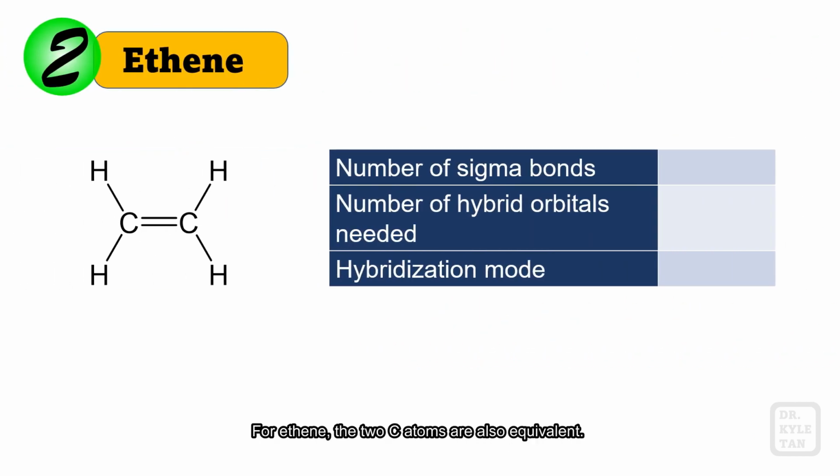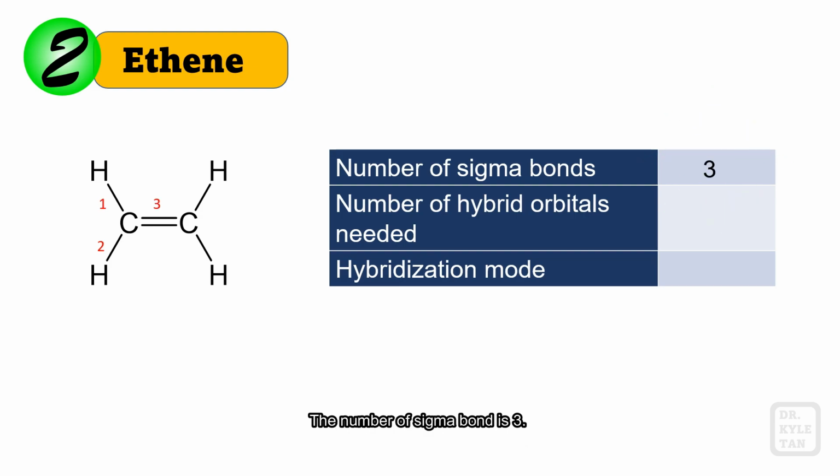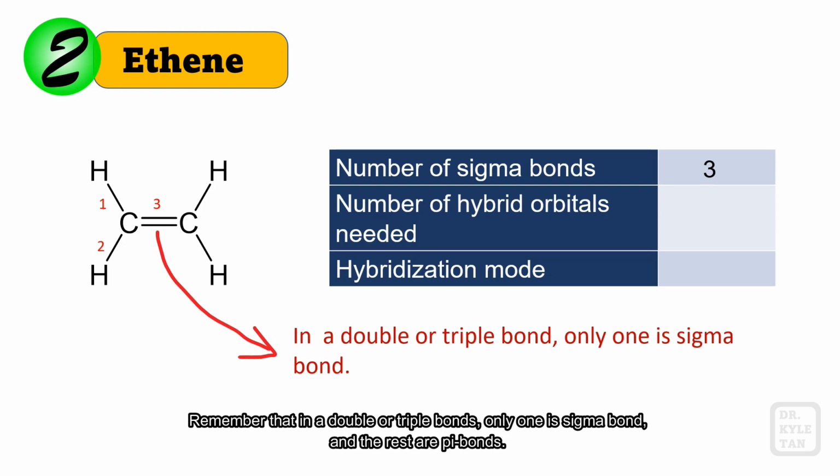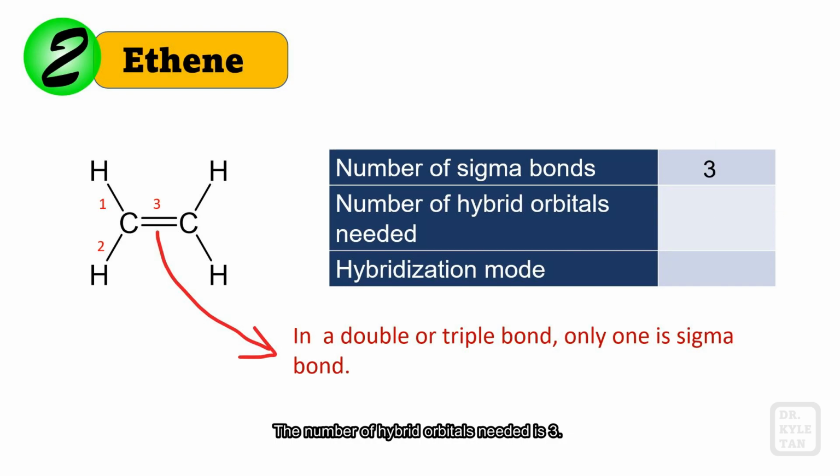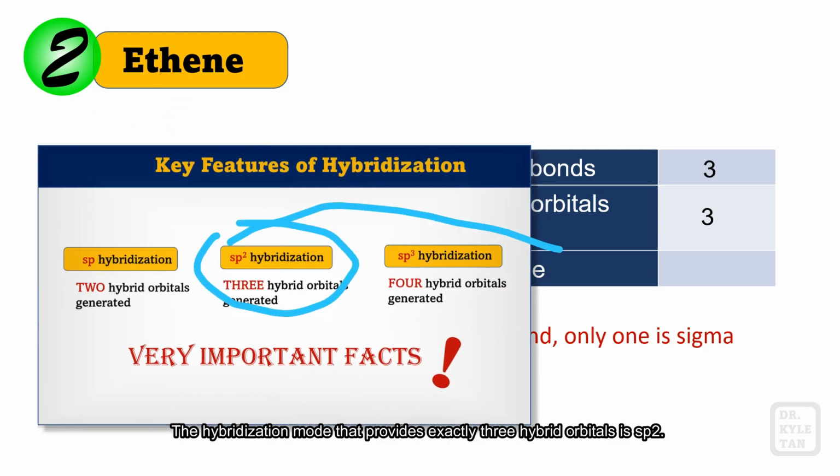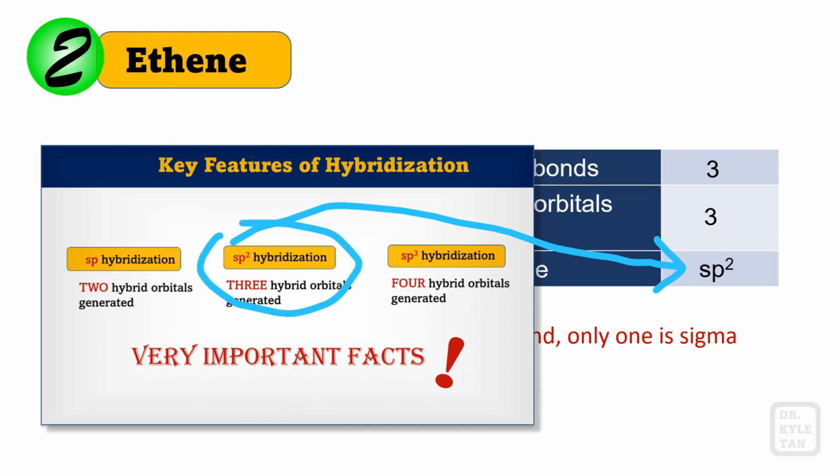For ethene, the 2 C atoms are also equivalent. The number of sigma bonds is 3. Remember that in a double or triple bond, only 1 is a sigma bond, and the rest are pi bonds. The number of orbitals needed is 3. The hybridization mode that provides exactly 3 hybrid orbitals is sp2.